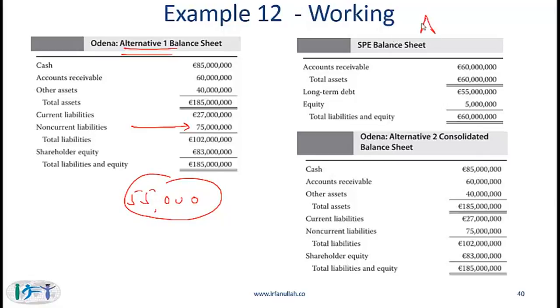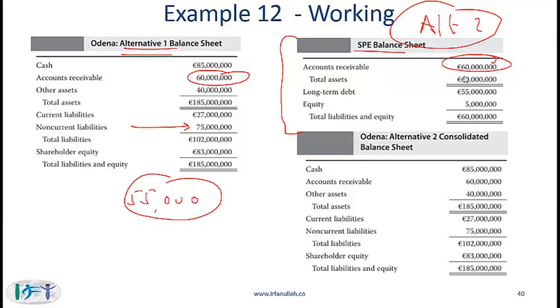Now what about alternative 2, where a special purpose entity is created? Up here we see the balance sheet for the SPE. The accounts receivable of 60,000 are sold to the SPE. So the SPE shows 60,000 as accounts receivable, and that is the only asset that the SPE has. The long-term debt is 55 million. This debt has been raised with the receivables as collateral, and the equity investment is 5 million.